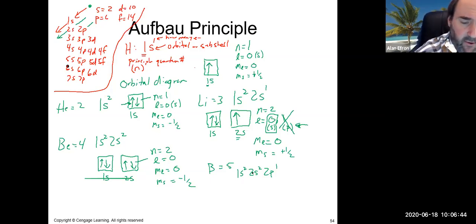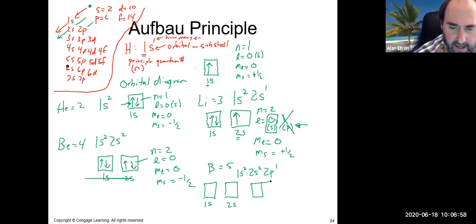So let's draw the orbital diagram in this case. We would need a box here for our 1s. We would need a box here for our 2s. And remember that the p subshell has not 1, not 2, but actually 3 different p orbitals. That's the px, the py, and the pz. And that would represent our 2p subshell in this particular case.